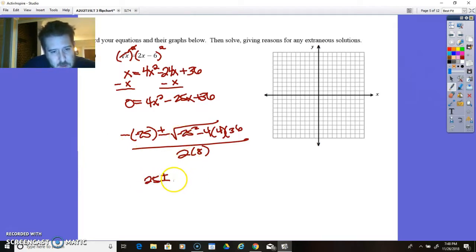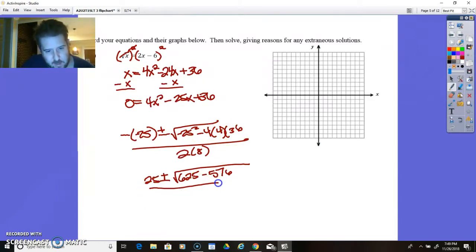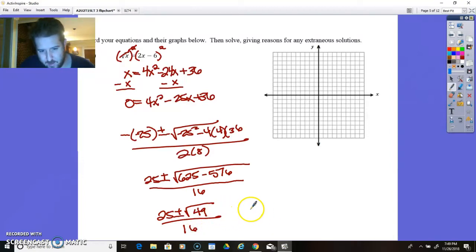Alright, so opposite of negative 25 is positive 25, plus or minus square root of 25 squared, which is 625, minus 4 times 4 is 16 times 36. Should have had the calculator. Alright, so negative 4 times 4 is negative 16 times 36 is negative 576. Divided by 2 times 8 is 16. So 25 plus or minus the square root of 625 minus 576, which is 49. That's a perfect number because that's a perfect square. The square root of 49 is both positive and negative 7.